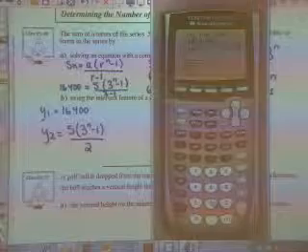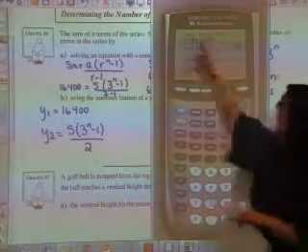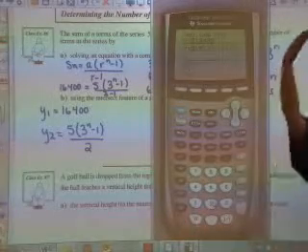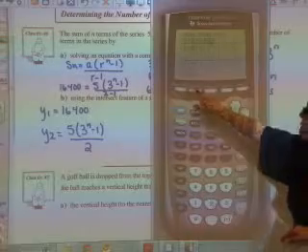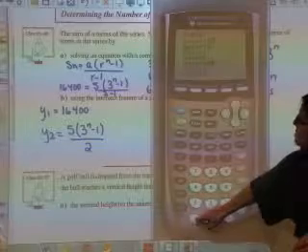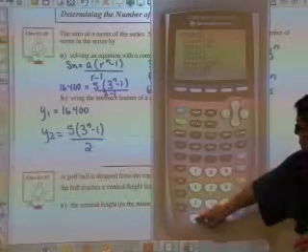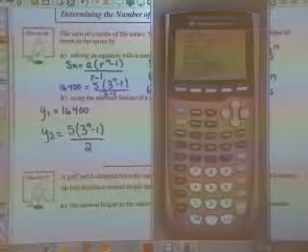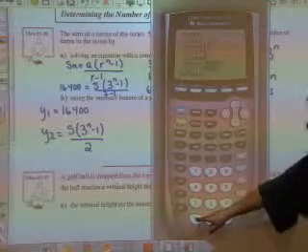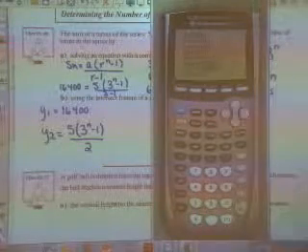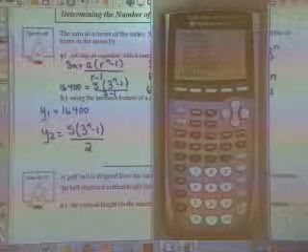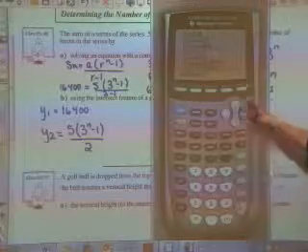Now I have to adjust my window settings, because my y1 is equal to 16,400, I need to make sure that I go up to that height in my y's. So my y's can start at 0 and go up to like 20,000. My scale could be every 5,000. And then my x's, well, I know that it has to be more than 0 terms. It can't be negative terms. And then I could leave it at 10 and just see what happens. If I can see an intersection point, I'm good. If I can't, then I might have to make an adjustment.